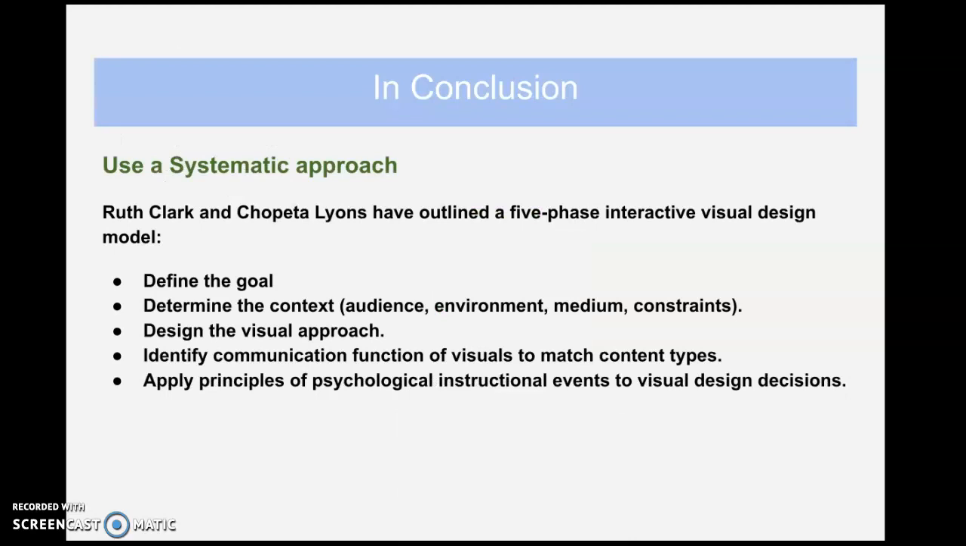In conclusion, guys, use a systematic approach when adding images to a lesson. Ruth Clark and Chopeta Lyons have outlined a 5-phase interactive visual design model for us. So, define the goal: determine the context, audience, environment, medium, and constraints. Design the visual approach: identify the communication function of visuals to match content types. Apply principles of psychological instructional events to visual design decisions.